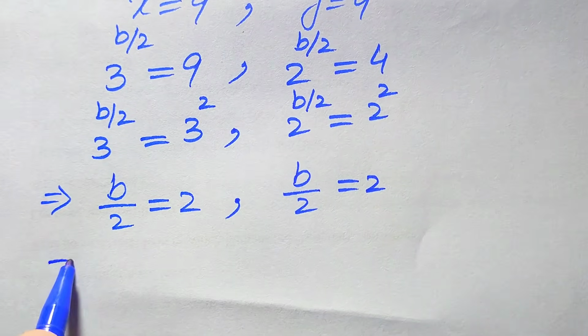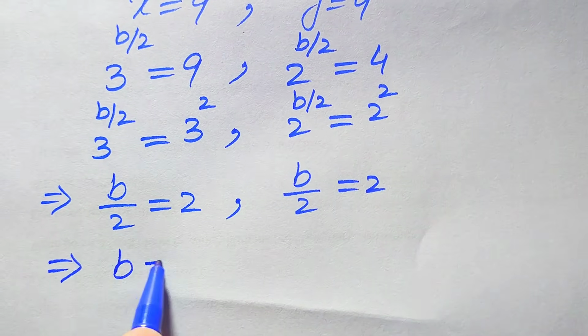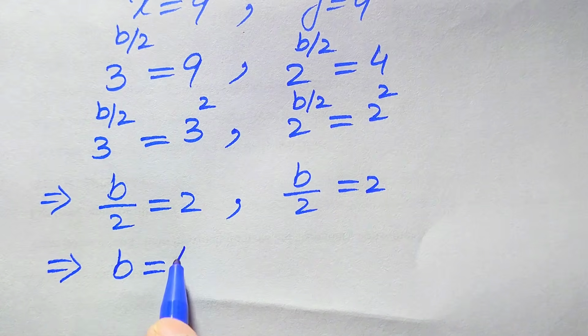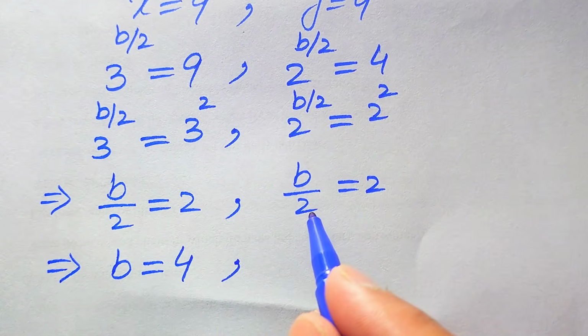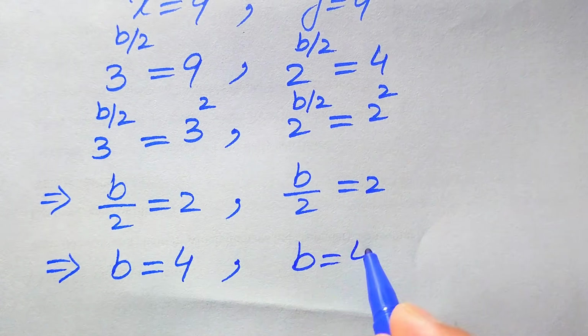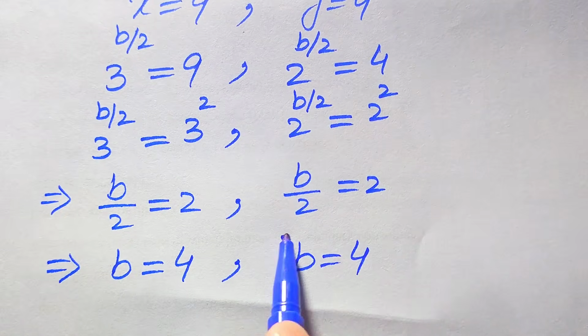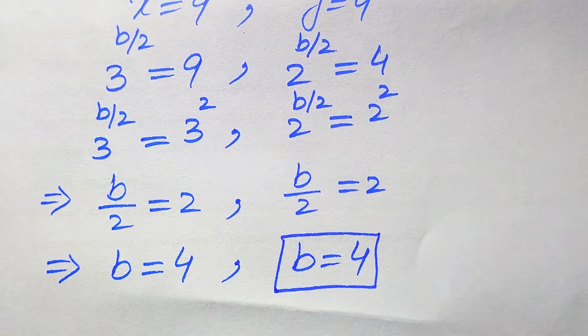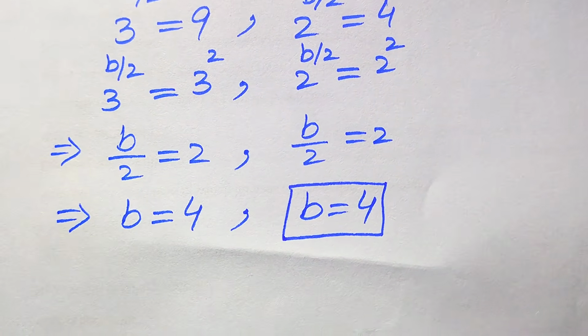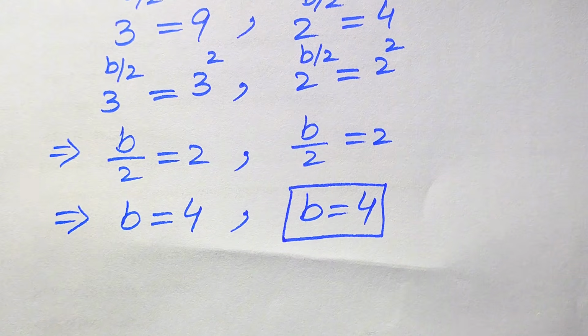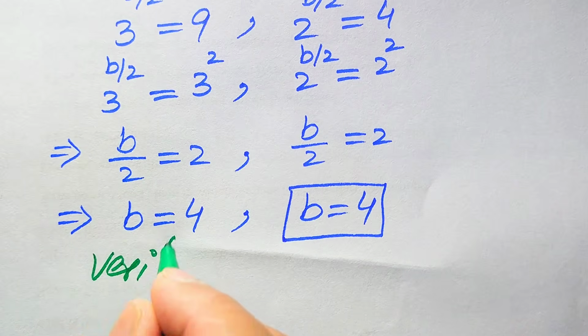So further we move 2 from left hand side to the right hand side, and we get 2 times 2 becomes 4, and in this case 2 times 2 also becomes 4. So you see that in both of these two cases we get the same value of b, and this is our final answer. But in the next step we need to verify whether this value of b satisfies our given question statement or not.